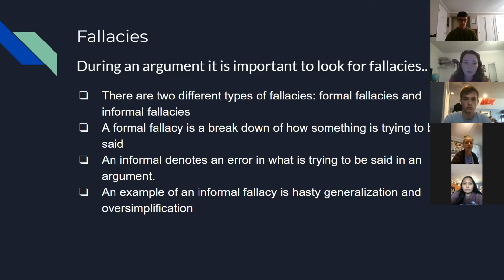So fallacies are important to use during an argument. There's two different kinds of fallacies. One would be a formal fallacy, which breaks down how something is trying to be said, and an informal fallacy denotes an error in what is trying to be said in an argument. An example of an informal fallacy would be hasty generalization or oversimplification or false statements. So that is a logical fallacy.